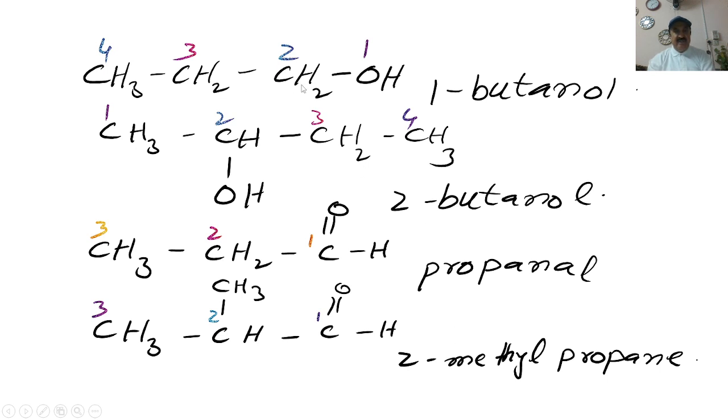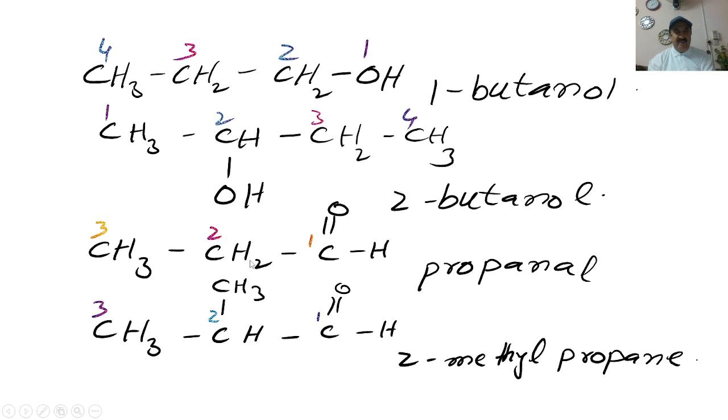Here you see CH3, CH2, CH2OH. So it is an alcohol. Where OH is attached, that is carbon 1. This is 1, right? So this is 1-propanol. Now here CH3, CHOH, CH2, CH3. So the OH is closer to this end, right? So you will do numbering from here. So it will be 2 what? 2-butanol, because at carbon 2 OH is attached.